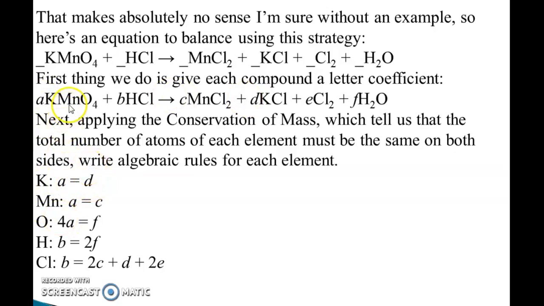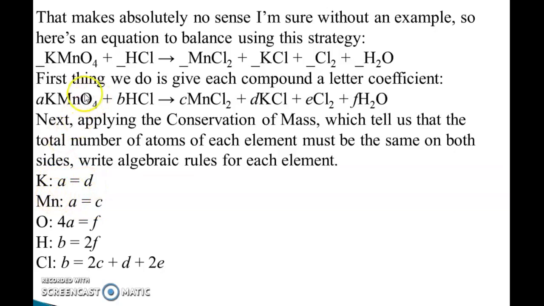Now let's start with Mn. Again a gets multiplied by Mn. A single atom of Mn is there, so a single a will be written on the reactant side. Another Mn is written on the product side along with c. So c gets multiplied by Mn. So we can say a equals c. Here a gets multiplied by Mn so it becomes a, and similarly Mn gets multiplied by c so it becomes c. So a = c. In the case of K, a = d.